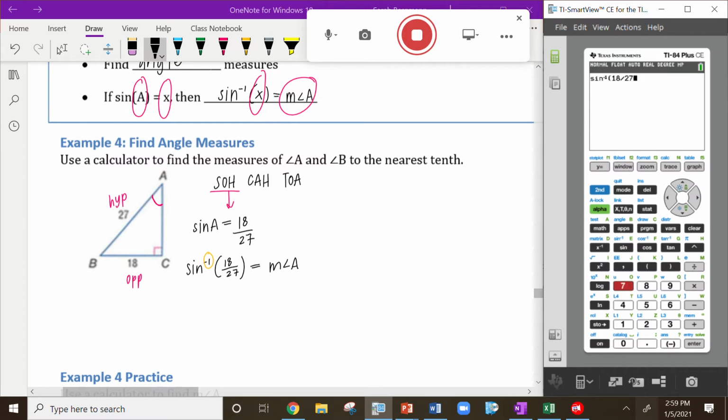Notice if this fraction could reduce, you don't need to reduce it. It's just extra unnecessary work. Alright, so we want to round this to the nearest tenth. So we'll have 41.8 is the measure of angle A.